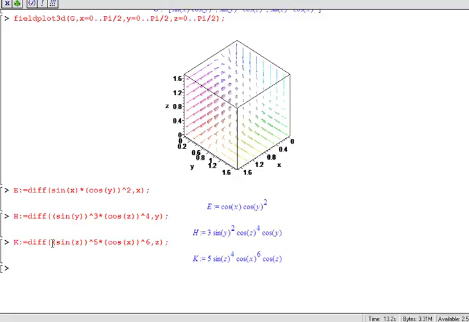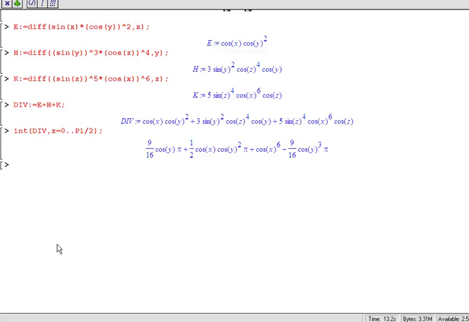Okay, now define div, the divergence, as E plus H plus K. And I want to integrate that with respect to Z from 0 to pi over 2. Then I want to integrate that.